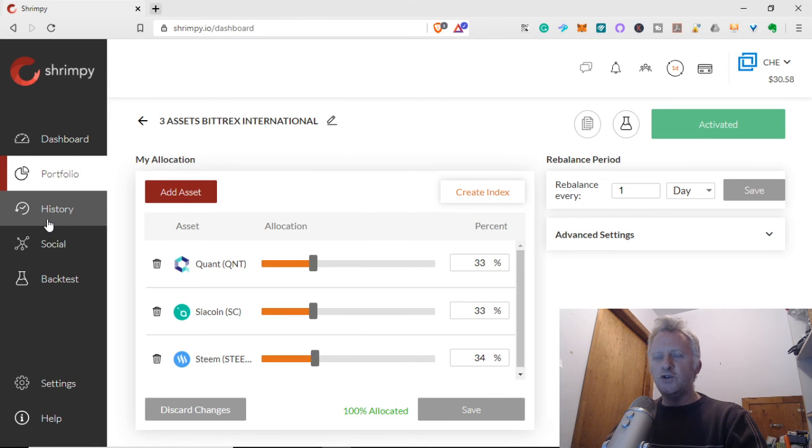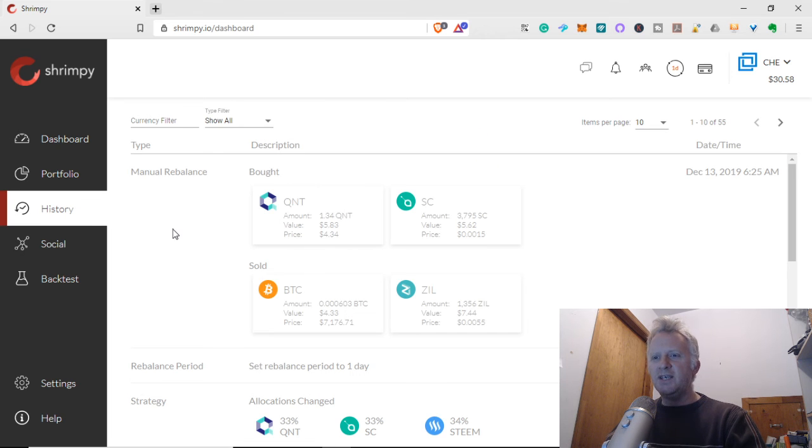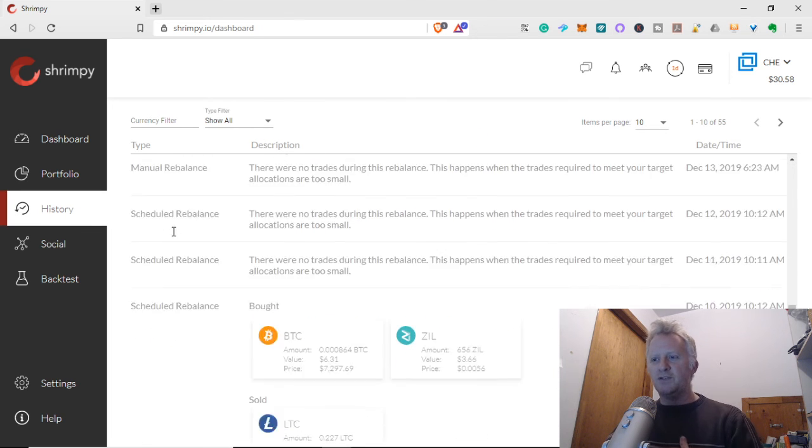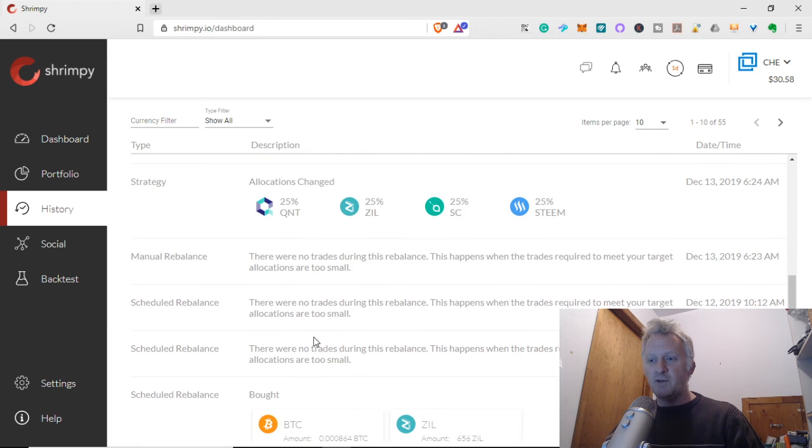Okay, let's jump back to the third option. As you can see, with the rebalance strategy, when they reschedule the rebalance based on certain criteria and the amount of asset, you see that in this case, they bought ZIL and they sold my LTC, which transferred to Bittrex automatically.